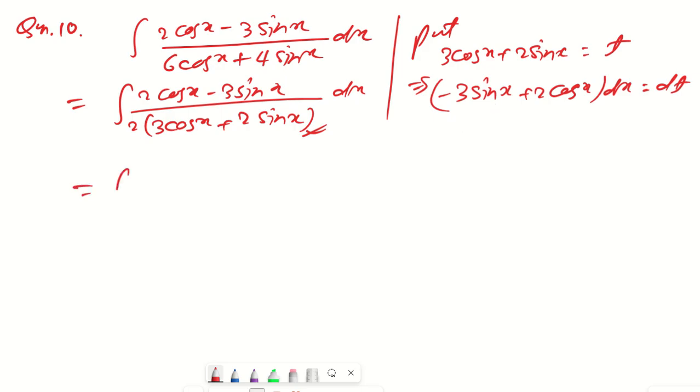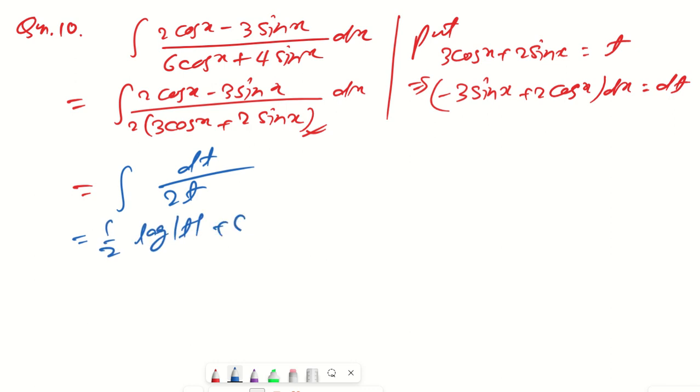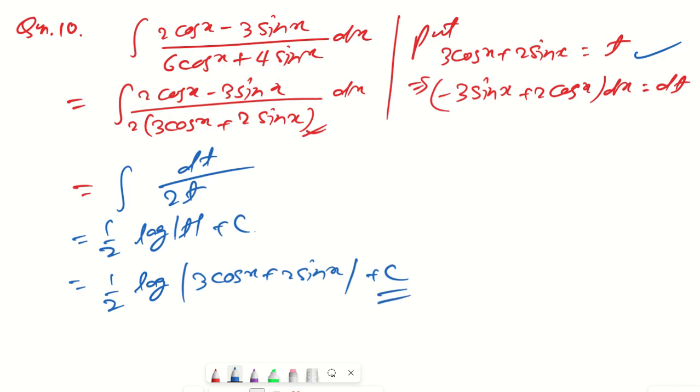So it will become integration of dt divided by 2 times t, right. So it is going to be 1 by 2 log of mod t plus some constant c, and 1 by 2 times log of mod t can be written as this one, which is 3 cos x plus 2 sin x mod. So this is the complete solution.